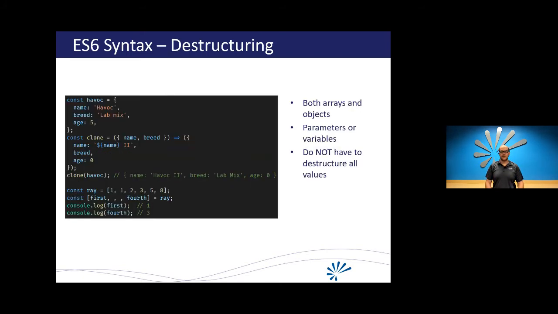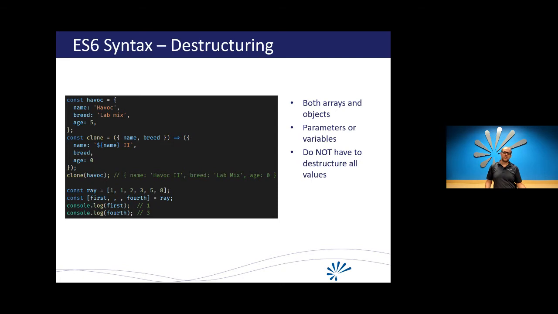So for instance, in our clone method here, we are only taking out the name and the breed. We're not taking the age out of the object, even though it's coming in. So that is the first parameter. We're taking the variables name and breed and declaring them as new constants inside of our clone method, named name and breed. And then array destructuring is positional based. So we're extracting out the first and the fourth indexes.